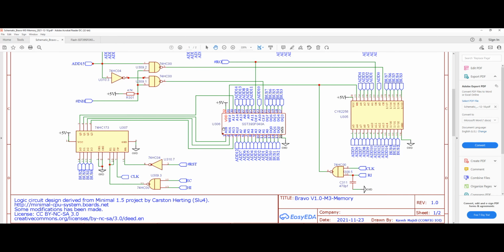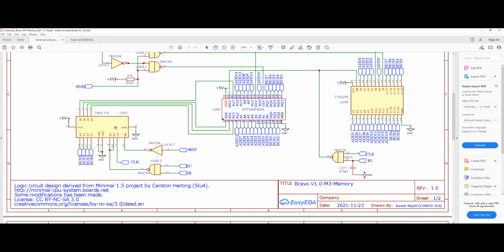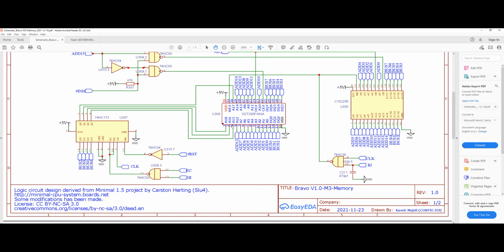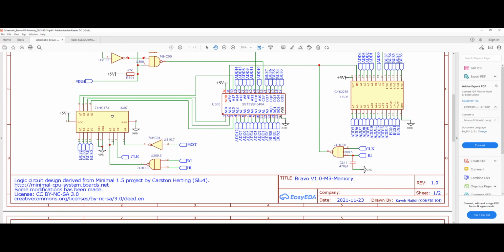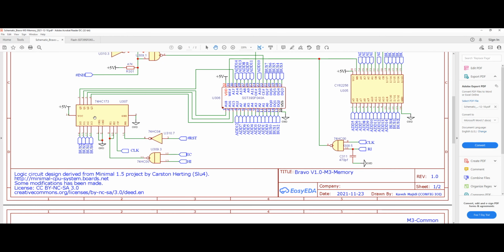Now, let's talk about that flash bank selector circuit. As we know by now, the address lines A15 to A18 are connected to the output of this register. And this register is basically a 74HC173 chip, which is a D-type flip-flop register. It has some inputs that are connected to the bus side and also some outputs, which are obviously connected to our address lines. And it also has some control signals.